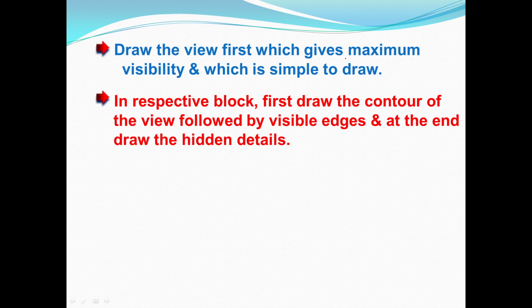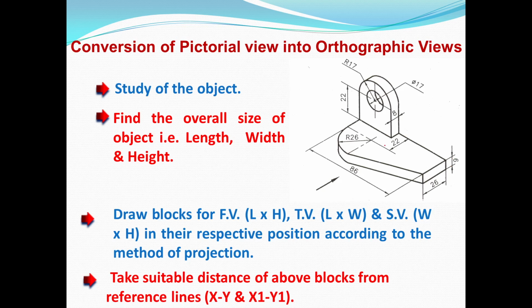Draw the first view which gives maximum visibility and which is simple to draw. So which one is simple to draw here? The circular or arc part is simple to draw. In the front view we have two circular parts. One is a circle with a diameter of 17 mm, and another is a semicircular part, that is R17.